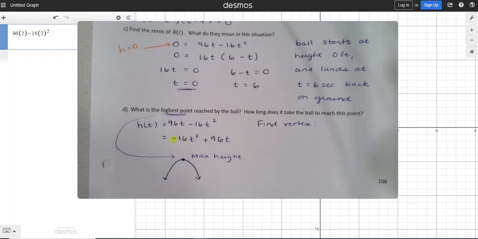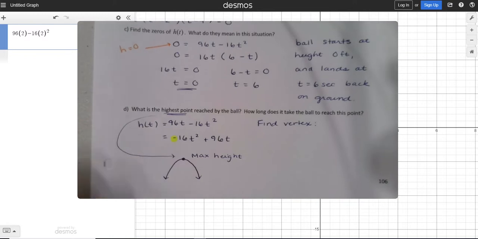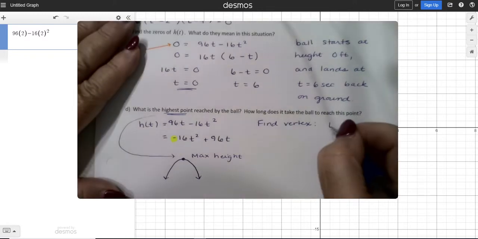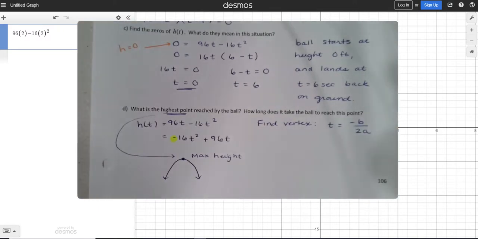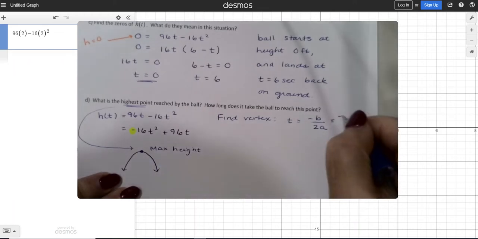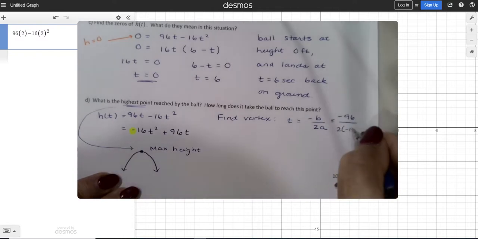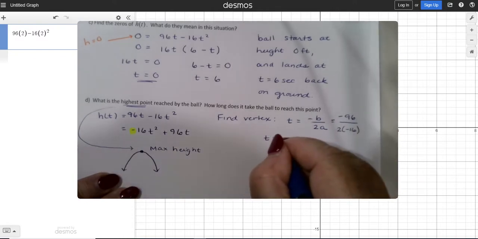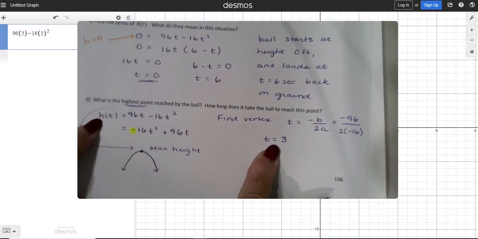Now we do know how to do that by hand, right? This is in expanded form, so I'm thinking we should use that, in this case t rather than x, but t equals minus b over 2a, that vertex formula. Minus b would be negative 96 over 2 times negative 16. Negative 96 divided by negative 32 gives me t equals 3. I can plug that 3 back into my function to find the h value.